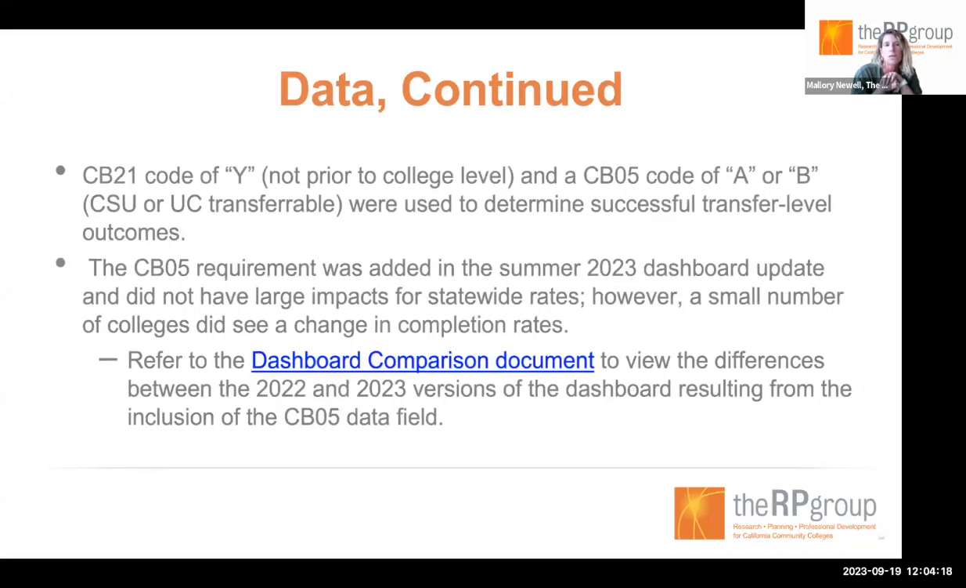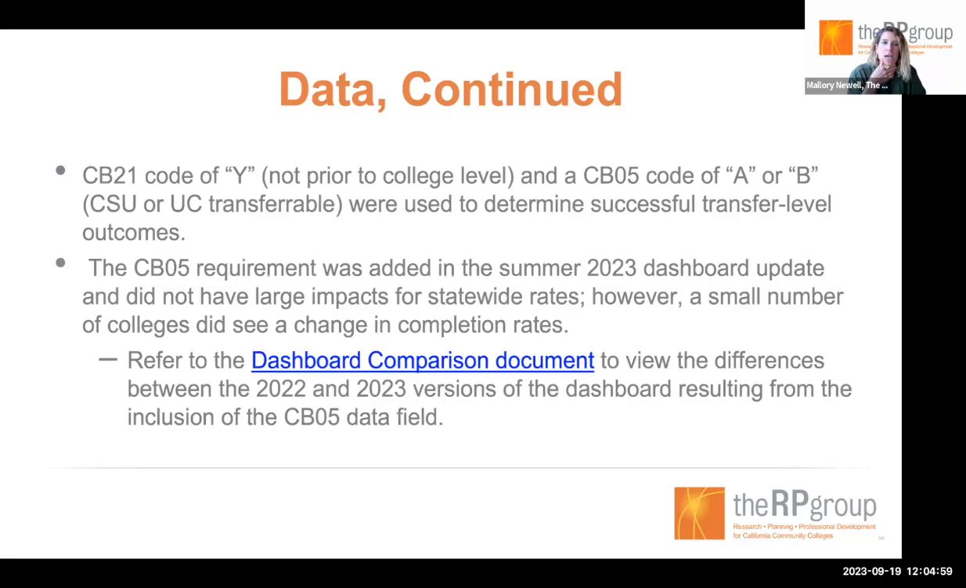We also use the MIS code of CB21 equal to Y, which means that the course is not prior to college level, as well as CB05 of the code of A or B, which means it's transferable to CSU or UC. We use those 2 codes together to make sure that we are tracking transfer level outcomes. Some colleges have contacted us asking why we have a class as below transfer level, and we'll look it up, and it's because they have incorrectly coded their course as Y or so on. So if you do see any issues, you can contact us and we can look into the data.